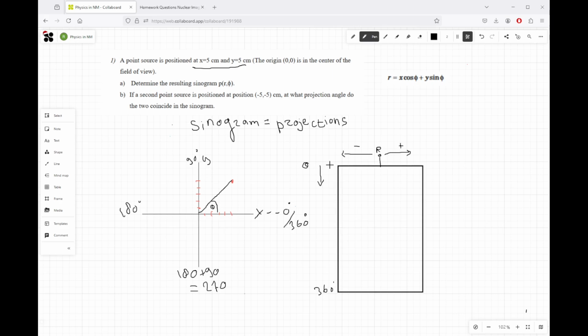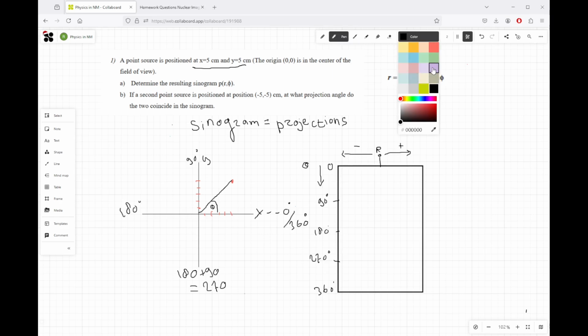All right, so we have 0 somewhere in the middle, I think around here. We have 180 degrees, then here we have 90 degrees, and somewhere here we have 270 degrees. All right. For now, let's make our first projection, which is around the 0 angle. So let's grab a different color. We're going to make our projection.